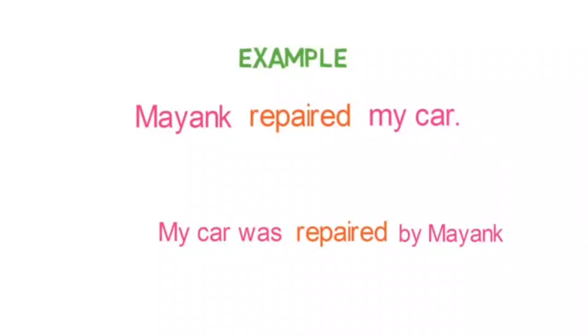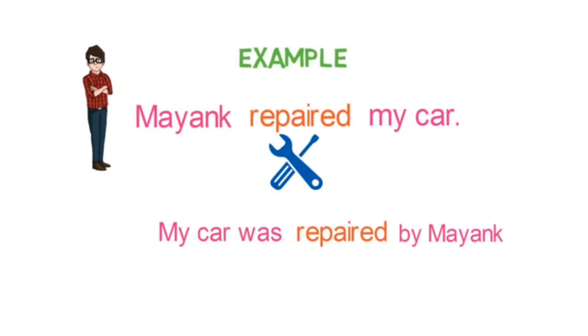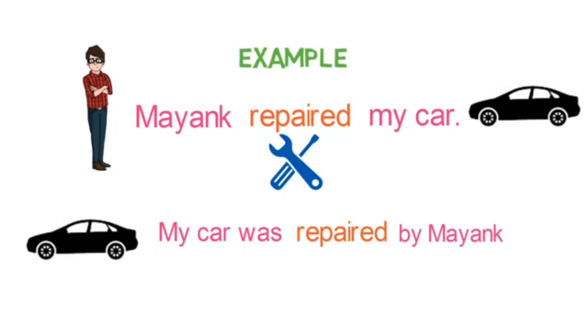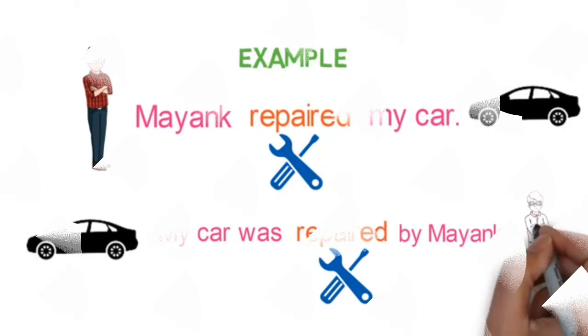In the first sentence, the subject Mayank is given more importance, and we get to know that he is the person who is doing the repairing activity on the car, which is an object. And in the second sentence, we are giving more importance to the object, the car, and the action performed by the subject rather than the subject itself.